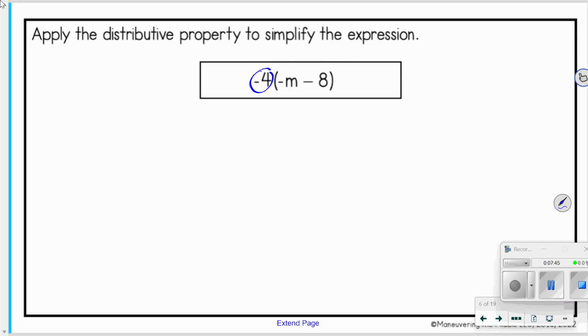Again, we have a negative number on the outside, so that's going to make these integer rules really important. First, I do the math. 4 times m is 4m. Negative times negative is positive. 4 times 8 is 32. Negative times negative is positive.